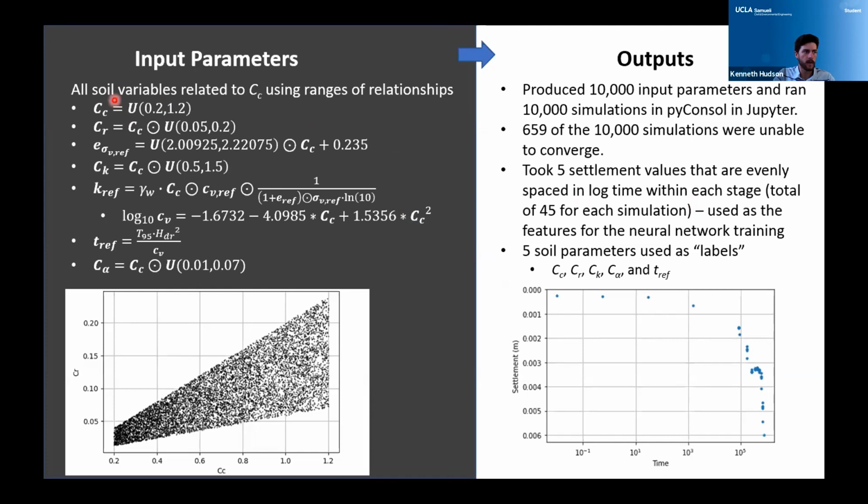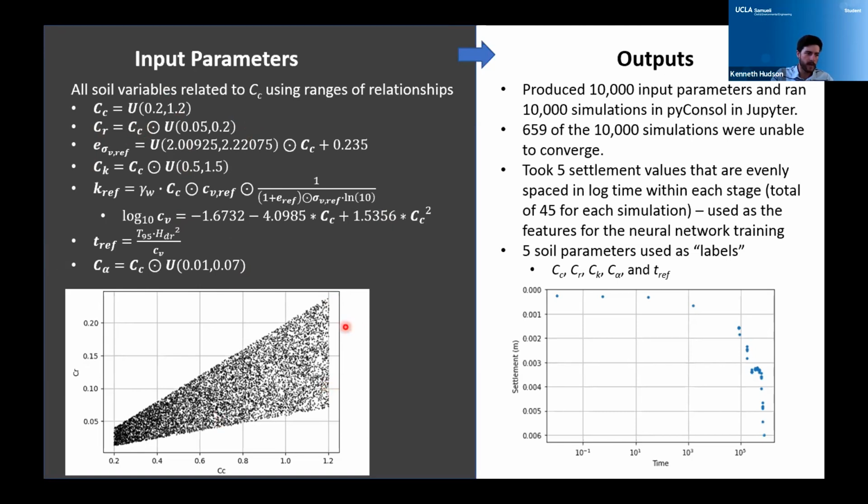For example, the virgin compression index was taken between 0.2 and 1.2, randomly sampled in a uniform distribution there. The recompression index is taken as 5 to 20% of the virgin compression index. It's usually somewhere in that range. And so that is randomly sampled within that, but it's related to the C sub C. And so we come up with all these different properties that you can see here that all eventually get related back to each other in some way, but it allows us to come up with a range of properties that are realistic to simulate.